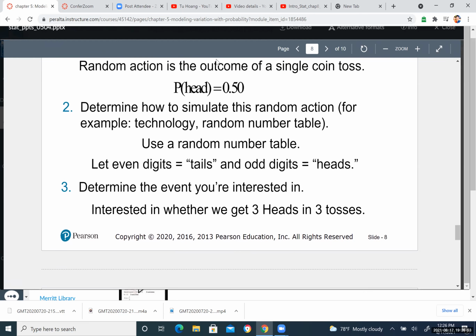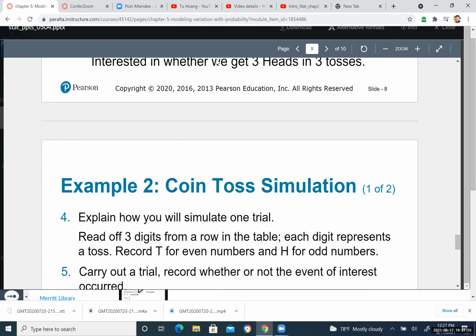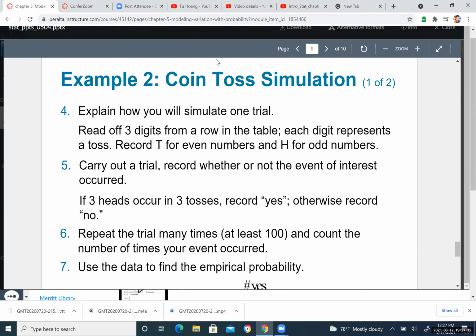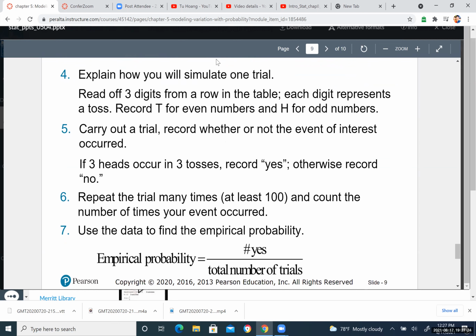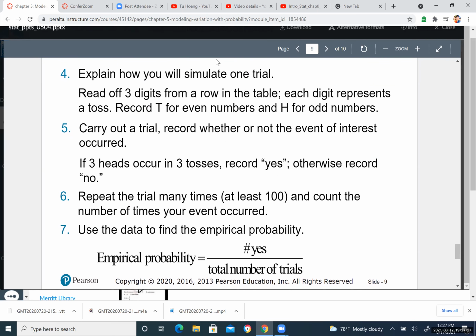Third, determine the event you're interested in. For step 3, usually if I write a question, I will make it obvious what you need to do. Right here, we're interested in whether we get 3 heads in 3 tosses. Explain how you will simulate one trial: read off 3 digits from a random number table. Like I told you, the purpose of all of this is to make you understand how to find the empirical probability of the events of interest.